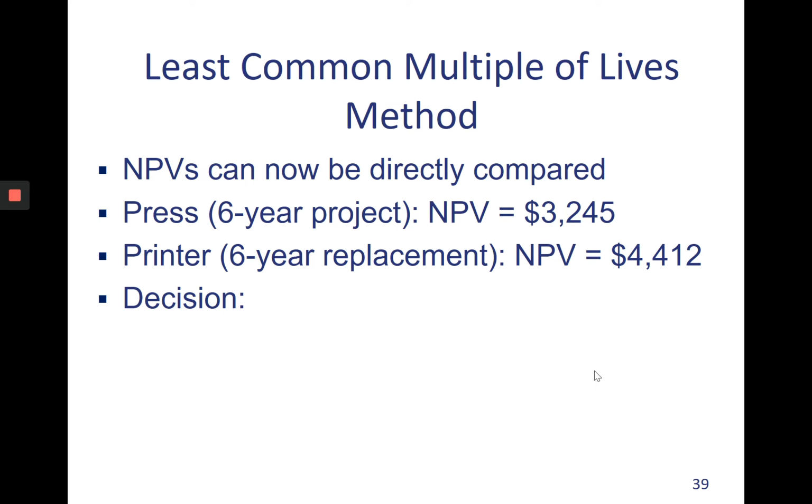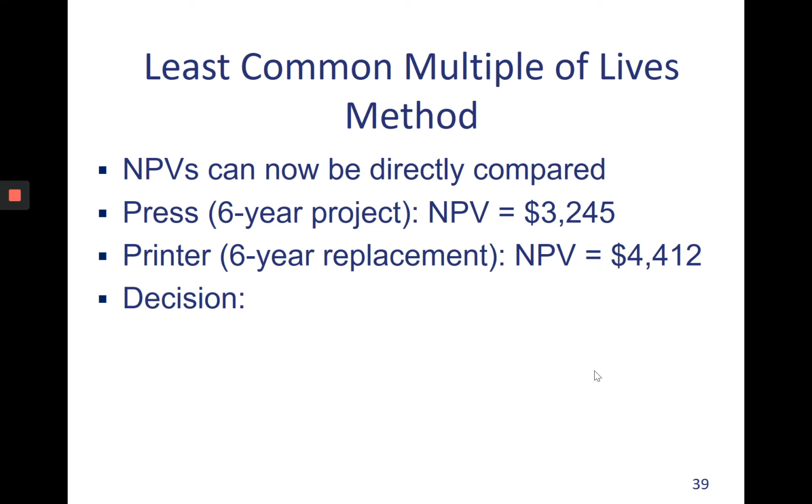The press has a 6-year project and it makes 3,245. And for the printer, a common number of years would be 6, because 2 times 3 would also give us a 6-year. So if we use the printer twice, we get a net present value of 4,412, as we saw in the previous slide. Now these two numbers, which are for a common life of 6 years, can be compared to each other.